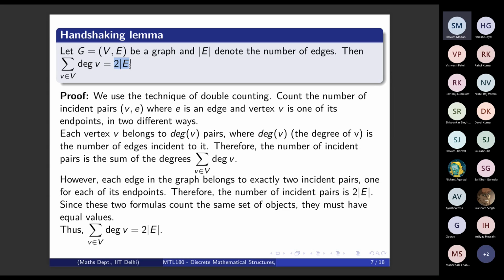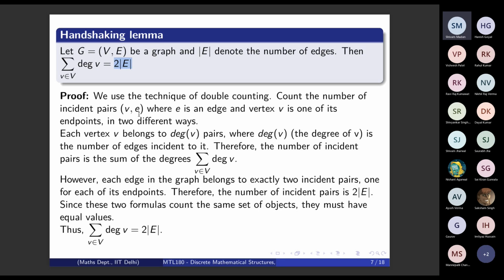So if we count V first, we get this one. If we count E first and then V, we get this one. So this is equal to this. It is just a two-way counting, or you can say double counting. This is a technique of double counting. We are counting the pairs V comma E, all possible pairs V comma E, in two different ways.